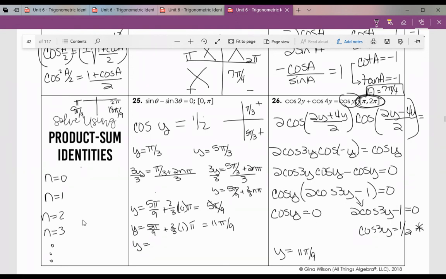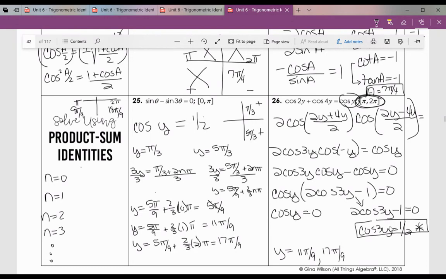When I bump up to 2 rotations, so 5 pi over 9 plus 2/3 times 2 pi, that gives me 5 over 9 plus 4 over 3, and that gives me 17 pi over 9, which is in my interval because I can go up to 18 pi. Now, if you go any further, you're going to be outside of your interval. So if you put a 3 right here, you're going to be outside of that 2 pi window. So I have now come up with the answers for this one.